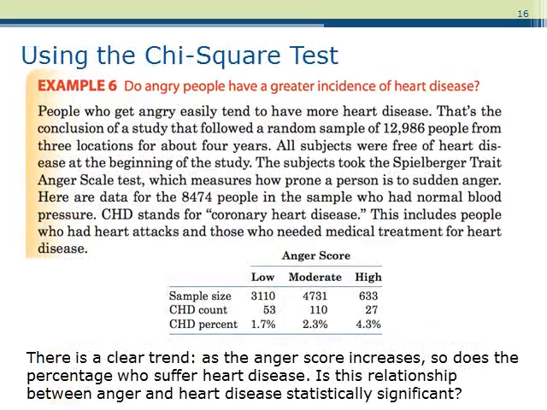Let's do one final example. Is there an association between anger and heart disease? 8,474 subjects took an anger test and were given a score of low, medium, or high. The results are summarized in the table below. Notice how the percentage with heart disease increases as the anger level of the subjects increases. Is this evidence of a statistically significant relationship between anger and heart disease? We'll perform a chi-square test to decide.